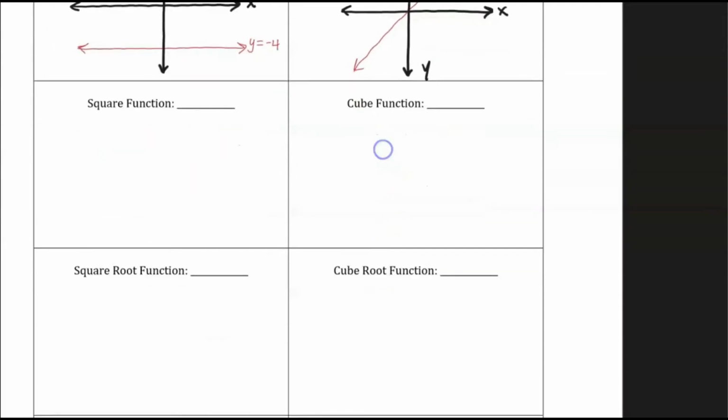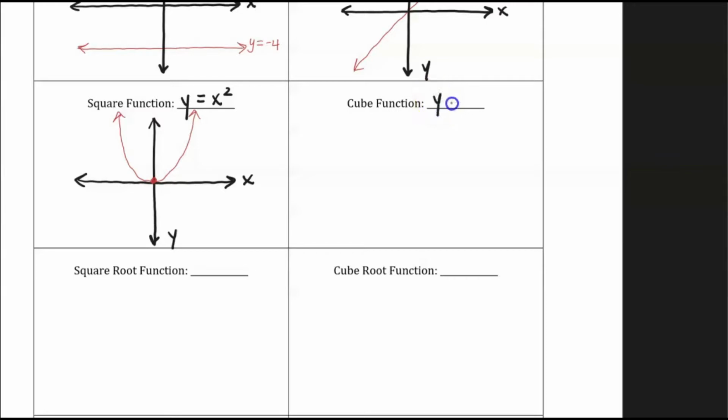The next function we have is the square function, which is y is equal to x squared. And the graph of the square function is a parabola. This is a quadratic function because the highest exponent that shows up is 2. And the graph of a parabola looks like a U with the vertex, which is where it changes from going down to going up, at the origin.